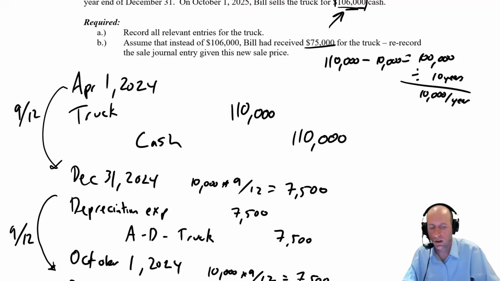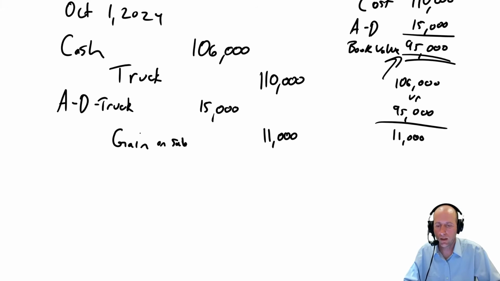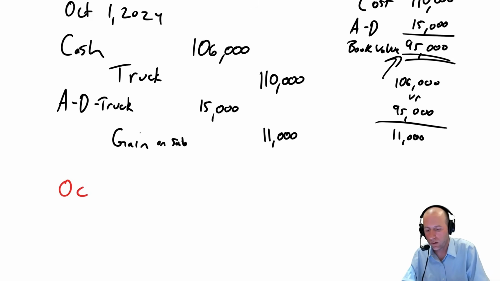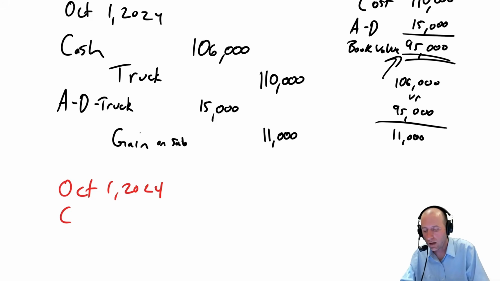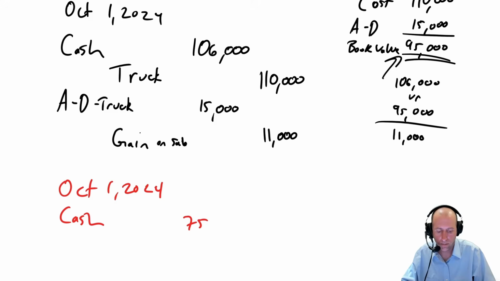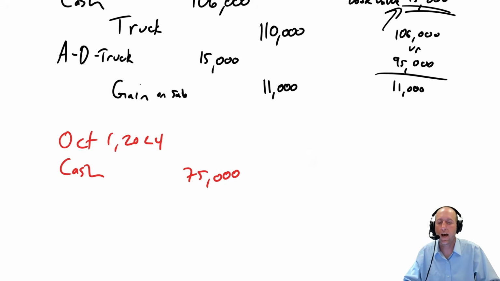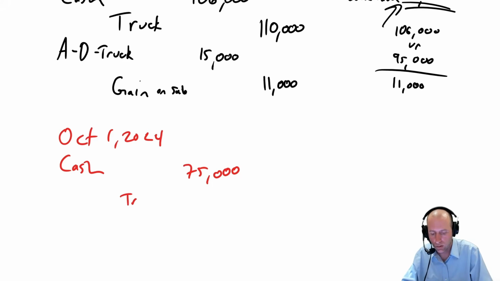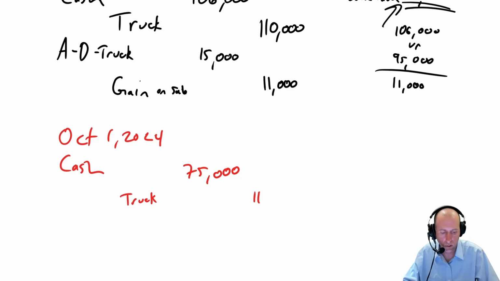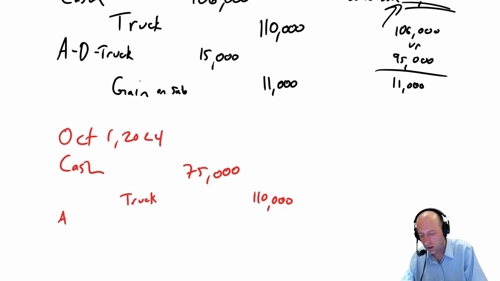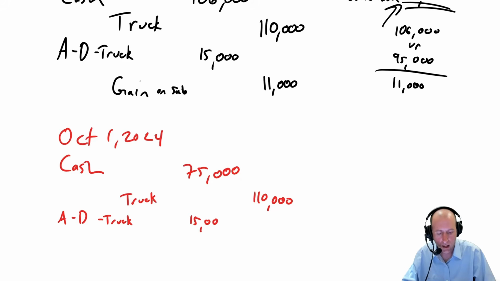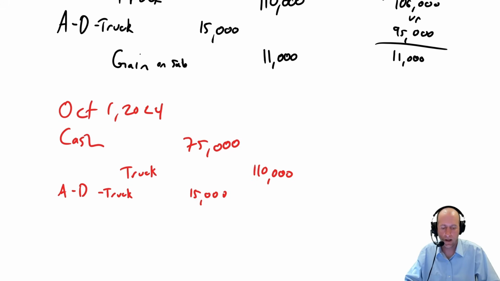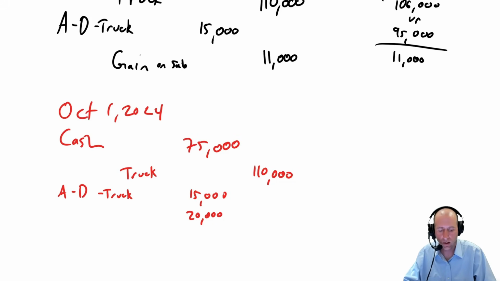Let's make this a little better. So in this last entry, October 1st, 2024, assume that instead of $106,000, he only got $75,000. So of course we get $75,000 in cash. We got to get rid of the truck, just as we had done before. So get rid of the truck, which was on the books for $110,000 with accumulated depreciation of $15,000. And now I do the math, and it works out the other way. I have $90,000 in debits, $110,000 in credits. I'm missing a $20,000 debit.